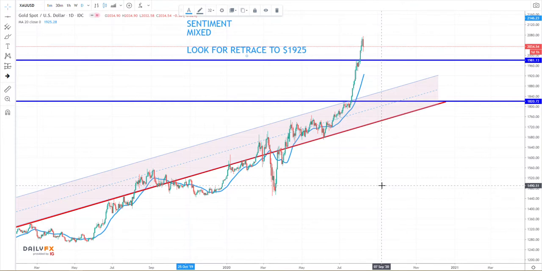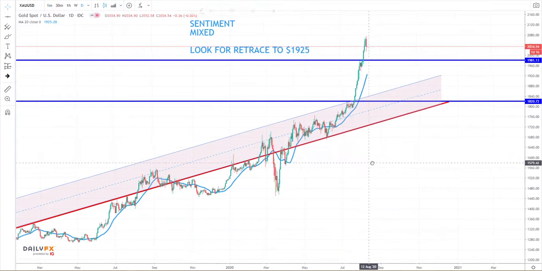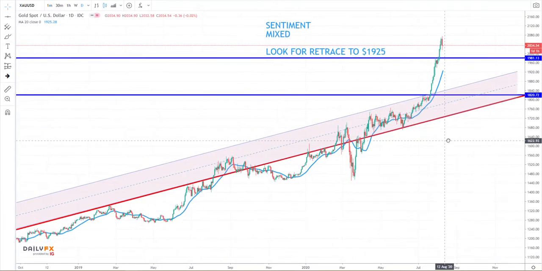This is the daily chart for gold. As you can see, my sentiment's mixed. Do I believe it's going to keep going up? Yeah, sure, but eventually it's going to have to cool off and retrace. So watch for the retrace, or look for the retrace, to 1925. So let's talk about why I say that.